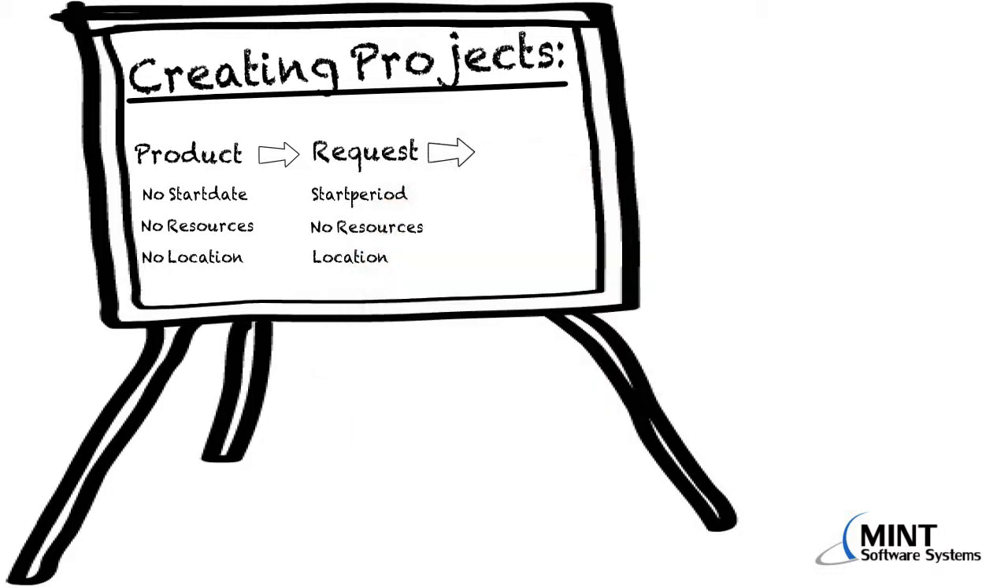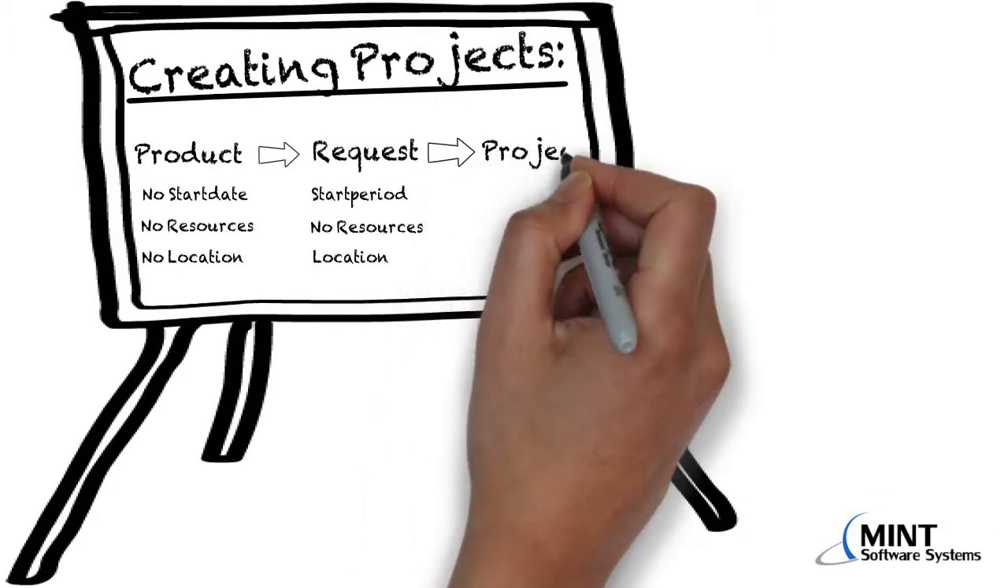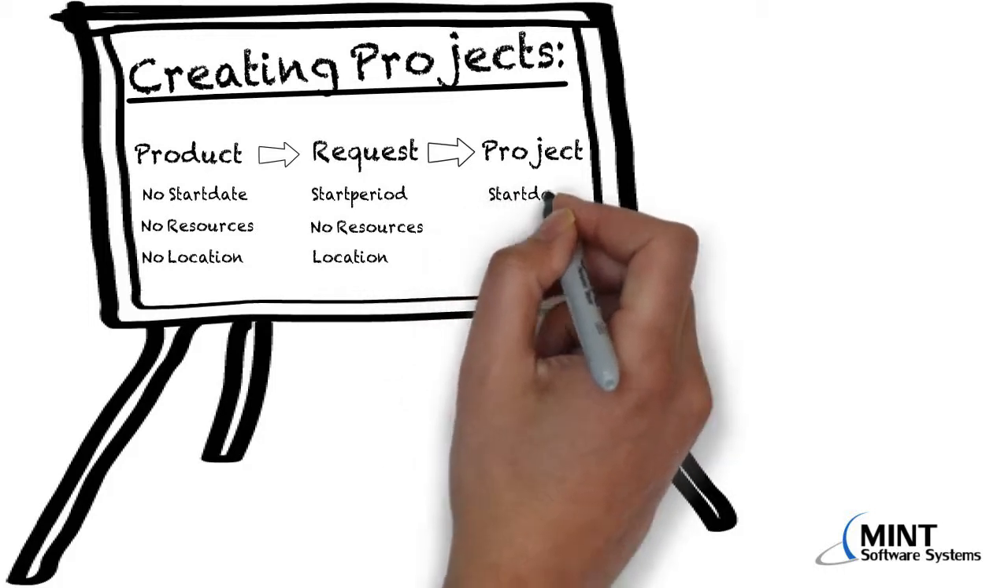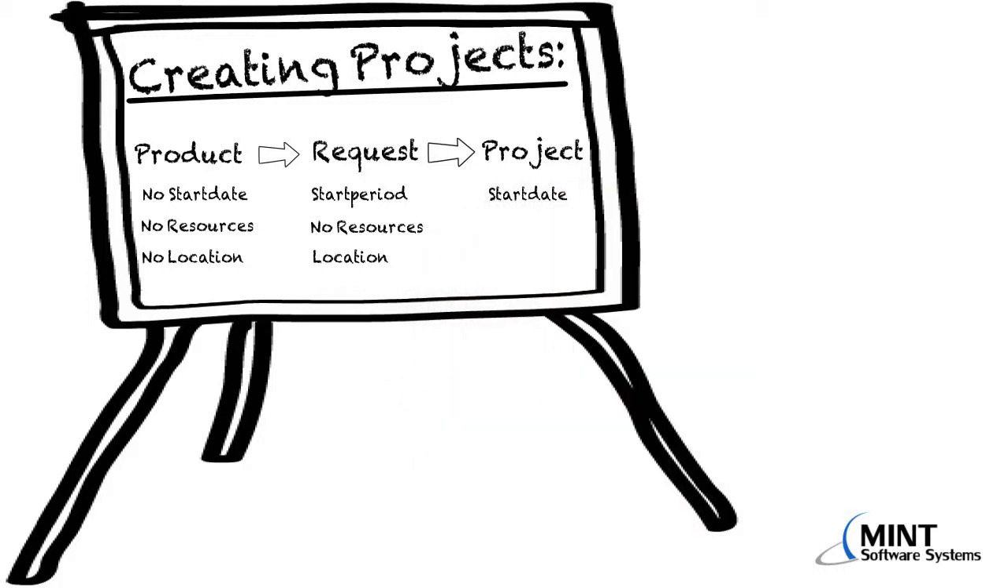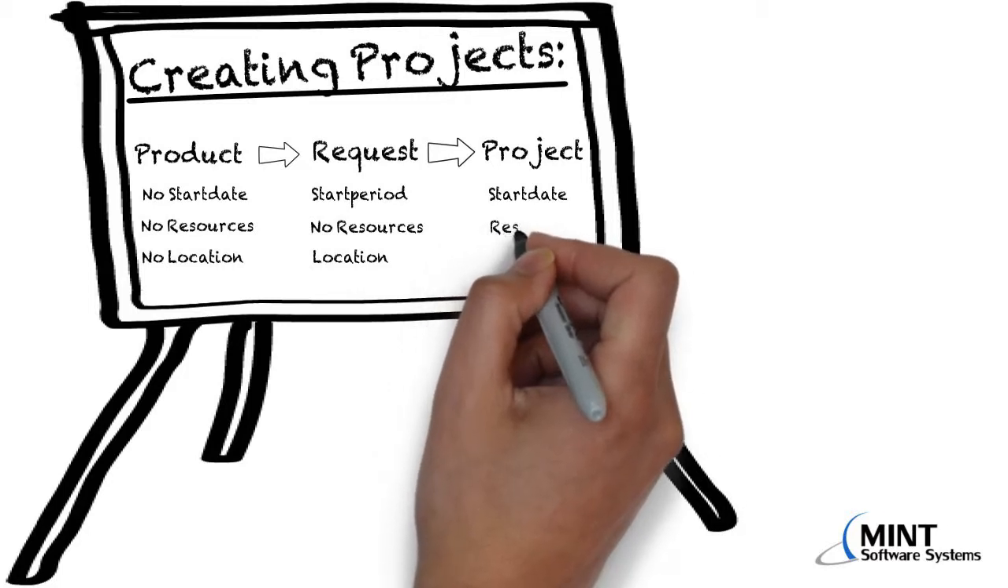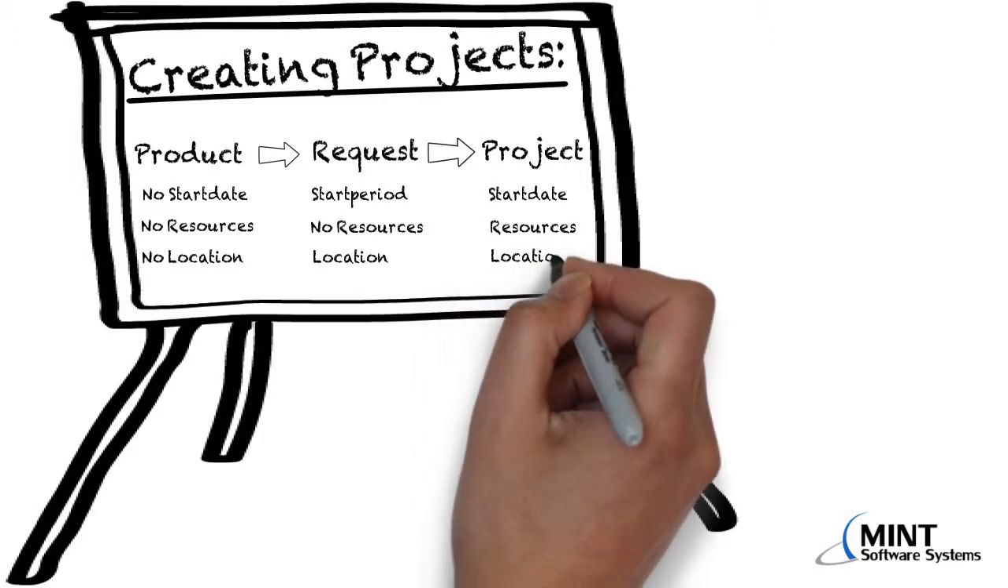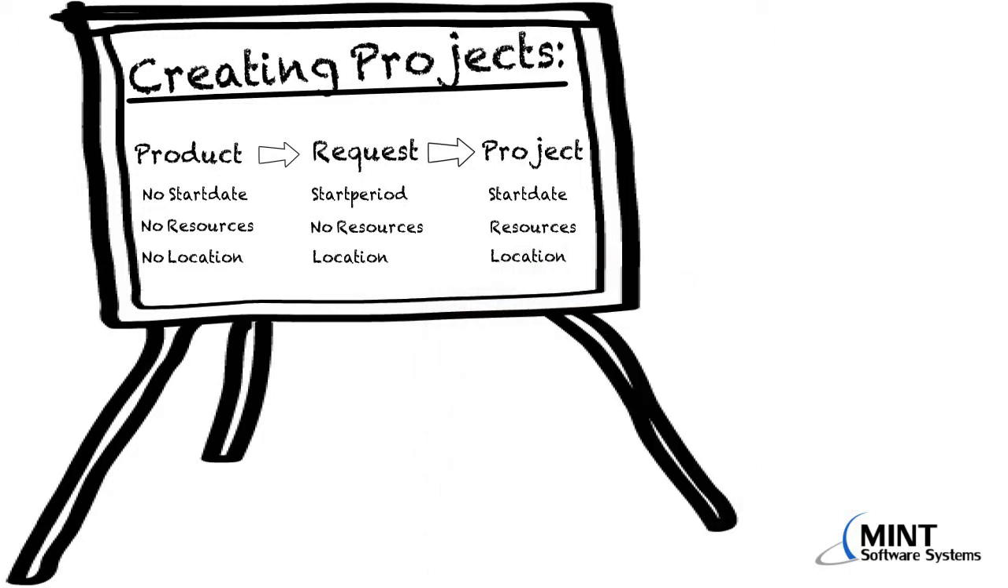And as a next step, we then have to create our projects. That's the actual scheduling, because now the system determines the exact start date of every project. It determines what are the resources to take, qualified and available resources, and of course it takes the location from our request. Okay, let's go. Let's see how that works.